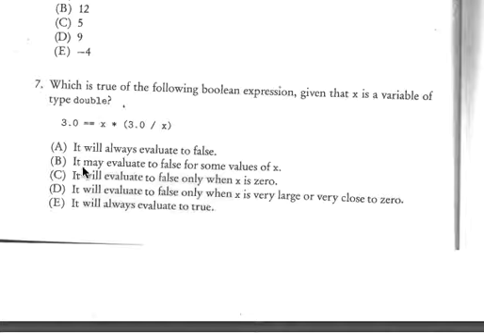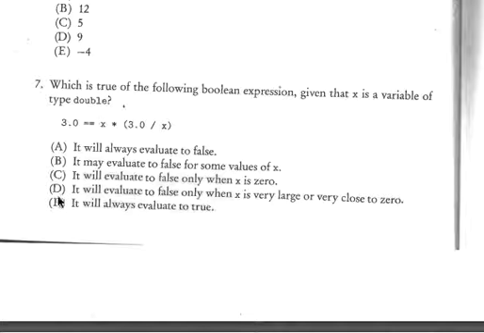And then we have B, may evaluate to false for some values of x. That is true, right? So some values of x, most values of x would result in a false evaluation here. And then we have C, will only evaluate false when x is equal to 0. Well, when x is equal to 0, then we get arithmetic error, right? Because we're dividing by 0. So that's a runtime error. So C is not a choice.